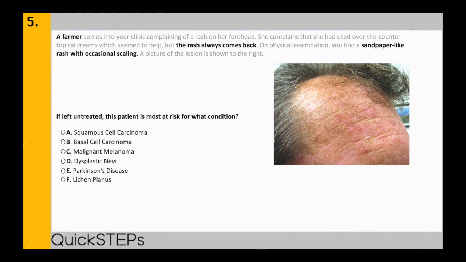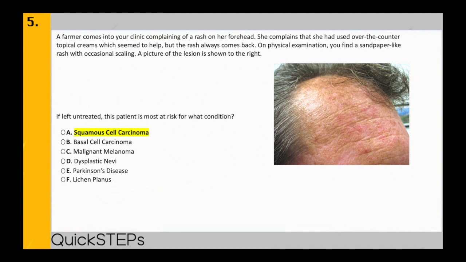Well, it's always good to look at the demographics. The patient is a farmer. A reasonable assumption for farmers is that they have an increased exposure to the sun compared to the average person. This is an assumption you want to make on the exam. The rash always comes back and is sandpaper-like in nature. These are hallmark descriptions for actinic keratosis. Actinic keratosis is a precursor lesion to answer choice A, squamous cell carcinoma.